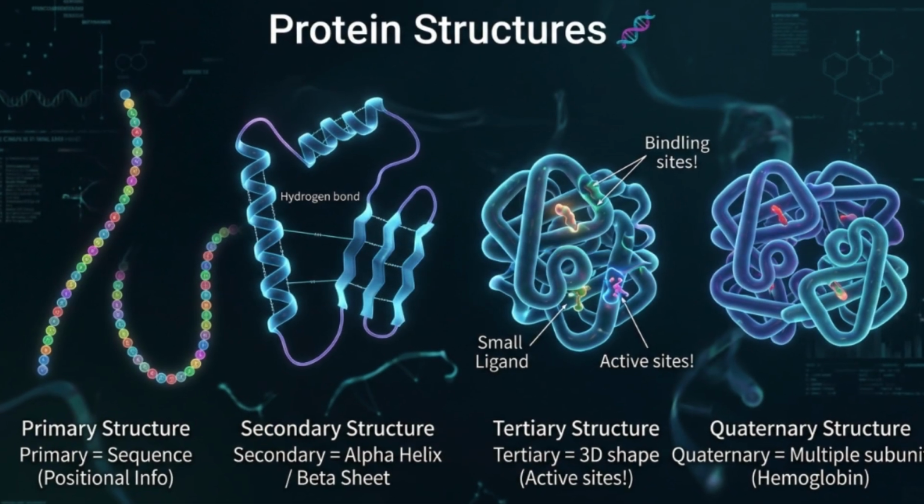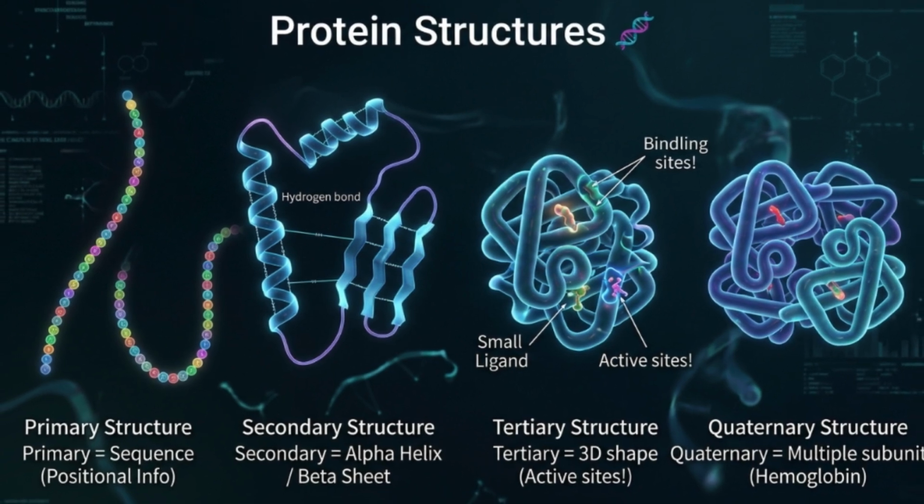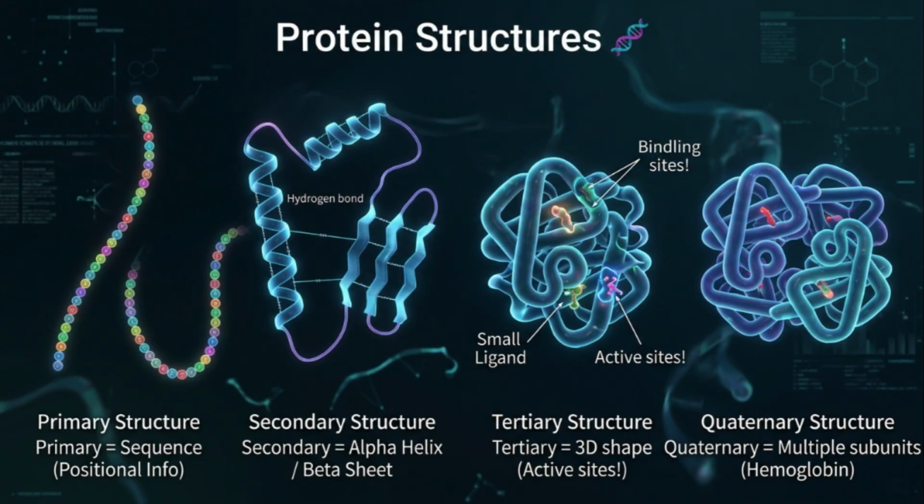Next, protein structures. You must know what each level represents. Primary structure gives positional information, which amino acid is first, which is last. Secondary structure forms alpha helices or beta-pleated sheets. Tertiary structure is absolutely critical. It folds the protein into a 3D shape, creating active sites for enzymes to function. And quaternary is when multiple subunits come together, like hemoglobin.